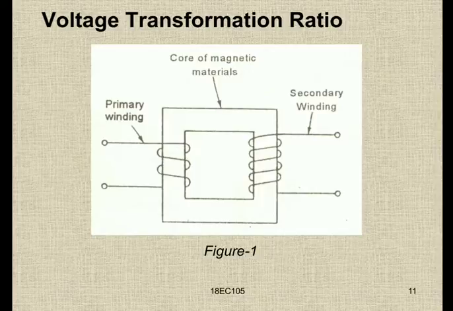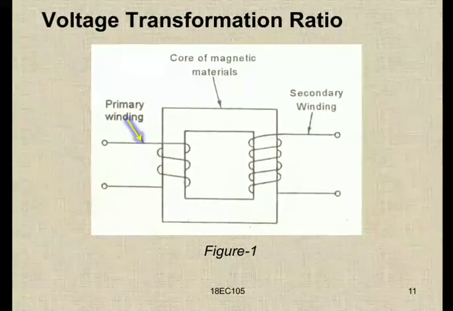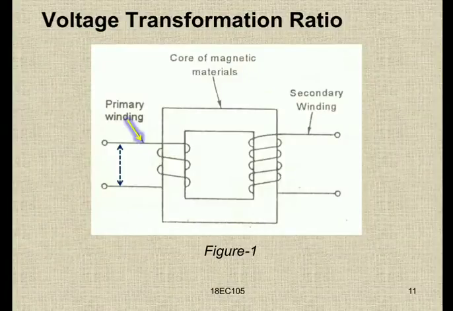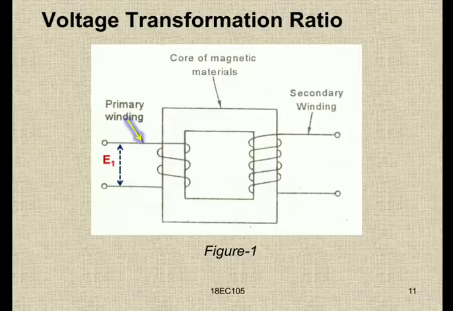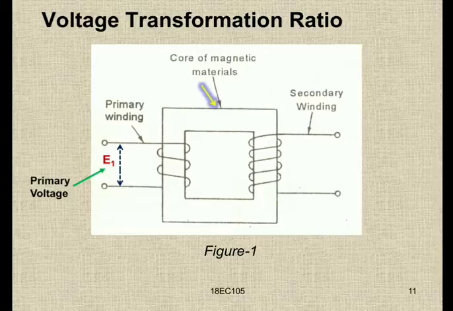Again, this is a symbolic representation of the same transformer: core, primary winding and secondary winding. That is the primary winding. Then you have the voltage E1 at the primary turns that is applied by us, and then you have the core of magnetic material, which closes the magnetic circuit between the primary and the secondary winding. Because the flux flows into the secondary winding, some EMF is developed in the secondary winding. That voltage developed at the secondary is E2.